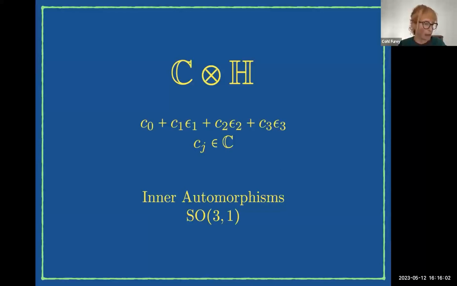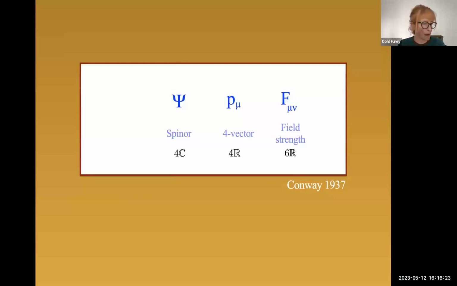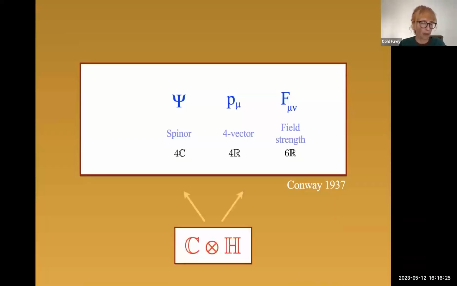So not only can we get these physically relevant Pauli matrices from the complex quaternions, but we can furthermore get the Lorentz group. That is, the group of inner automorphisms of the complex quaternions is given by none other than SO(3,1). Now it turns out that there's this old paper from the 1930s by A. W. Conway, which shows that you can describe Dirac spinors, four-vectors, the field strength tensor, using nothing more than the complex quaternions.